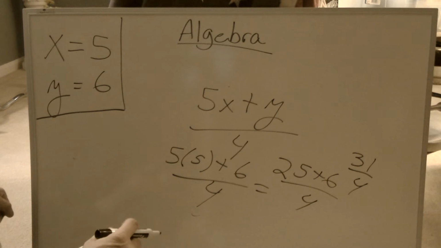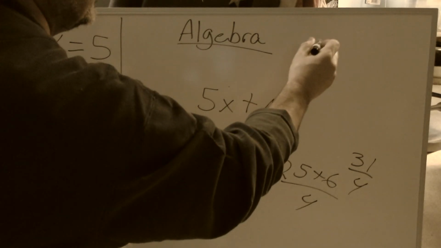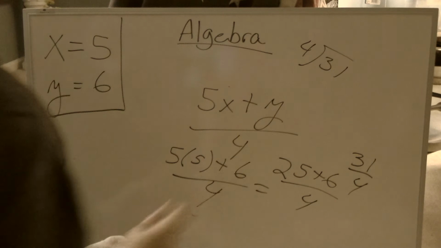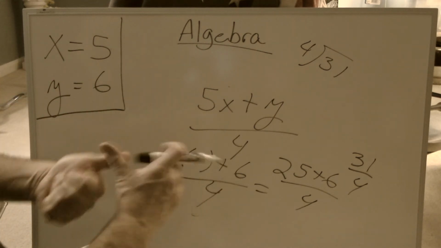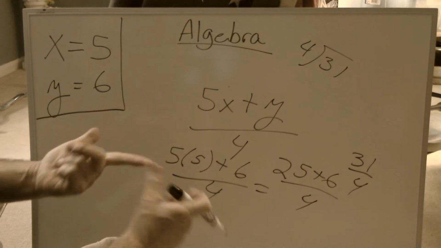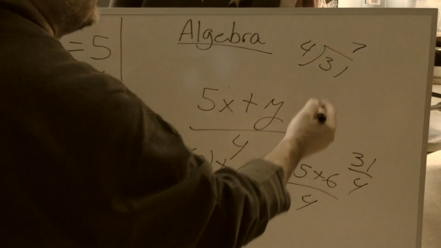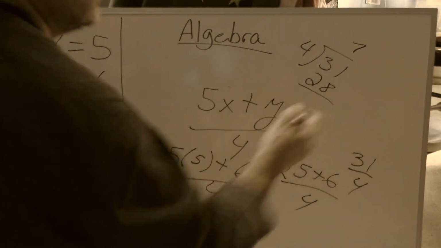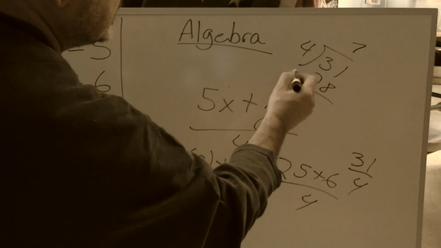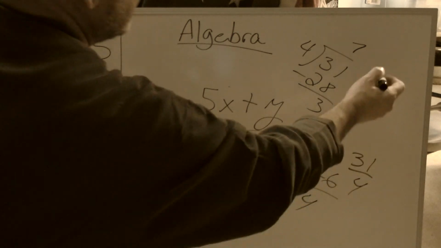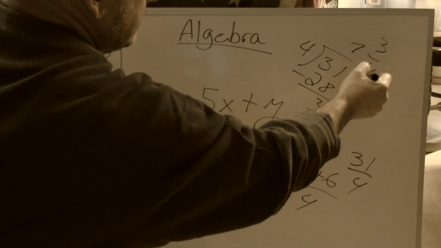Well, I think you're going to have to leave it that way because 4 does not go into 31 evenly. You'd have a remainder, which you could do if you wanted to. You could go 4 into 31. 4, 8, 12, 16, 20, 24, 28, 7. 7 times 4 is 28. 7, 14, 28, 31. Right? We subtract, and it's 3. So that's remainder 3, or you could just do 3/4.